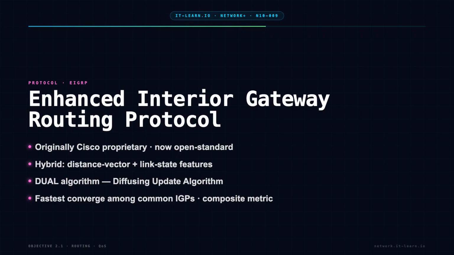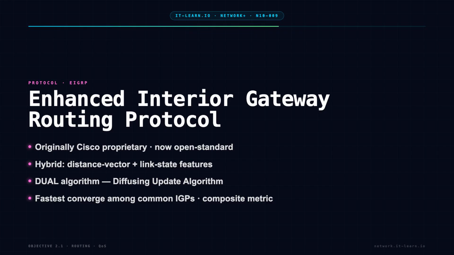Before a router can forward a packet on a local network, it needs to know the MAC address of the next hop. This is where ARP, the Address Resolution Protocol, comes in. ARP resolves an IP address to a MAC address by broadcasting an ARP request and receiving an ARP reply. The result is cached in the ARP table, so the router does not have to ask again for every packet.